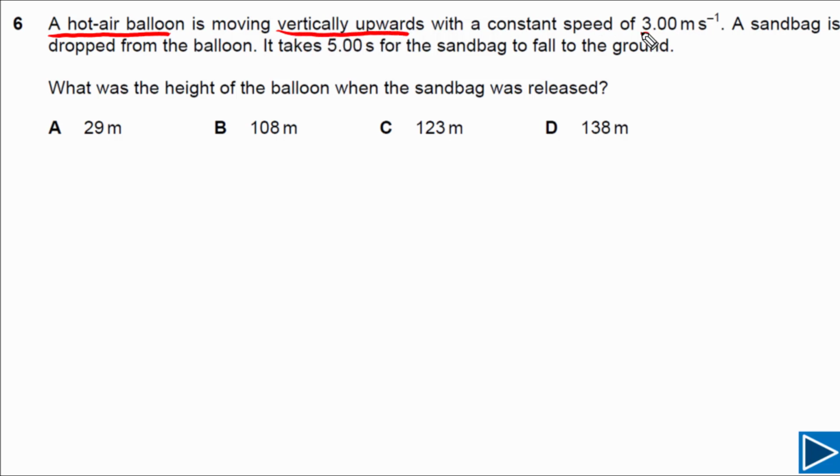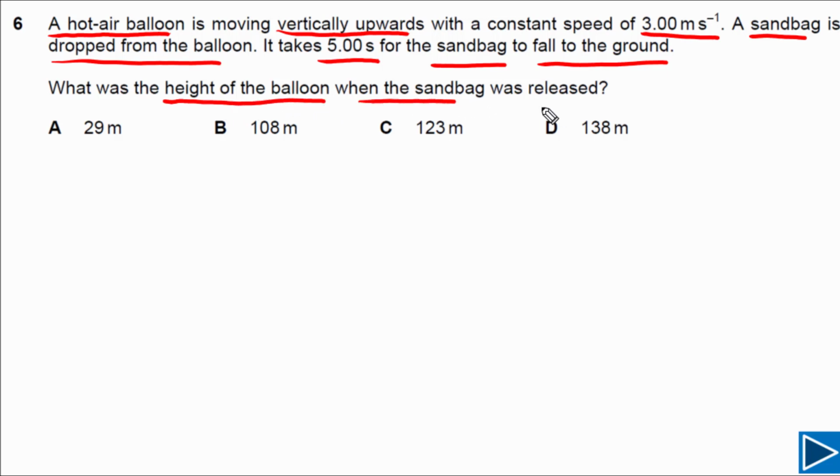For this question, it is given to us that a hot air balloon is moving vertically upwards with a constant speed of 3 meters per second. A sandbag is dropped from the balloon. It takes 5 seconds for the sandbag to fall to the ground. And the question is asking us to find the height of the balloon when the sandbag was released from the balloon.